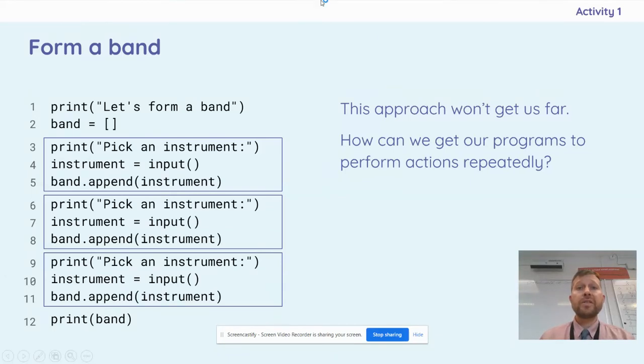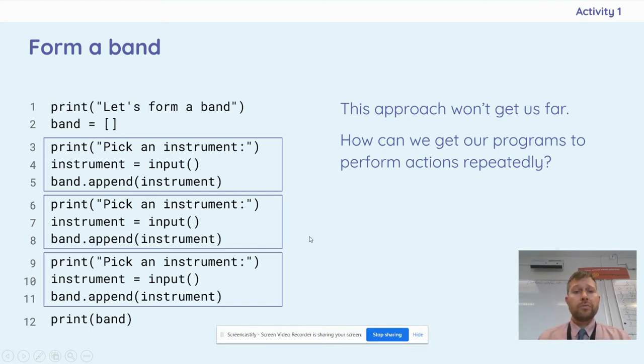Hi folks, this is Mr. Colley, and in this demo we are going to look at this program we've got here to help us form a band. Our band is going to have 3 members, and each one is going to input what instrument they play, and that is going to get added to a list we've got here called band. So this band list will expand as we run through the program, adding the instruments that are typed in on lines 4, 7 and 10 to the list.